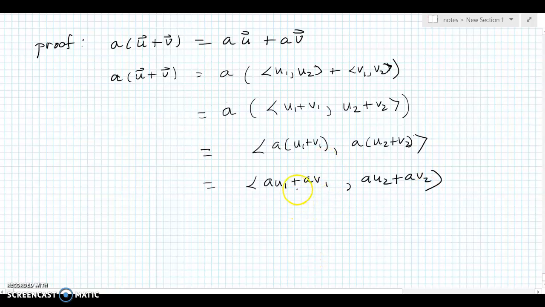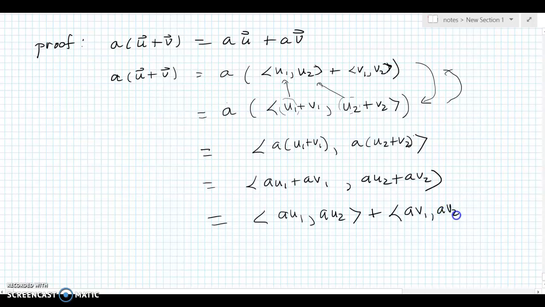And now this was just addition. I went from here to there. That was just adding my components. So now I'm going to go backwards. See how the U1 goes here, and the U2 goes that way. So I can rewrite this as AU1, comma, AU2 plus the vector AV1, comma, AV2. So I just went backwards for my component addition.